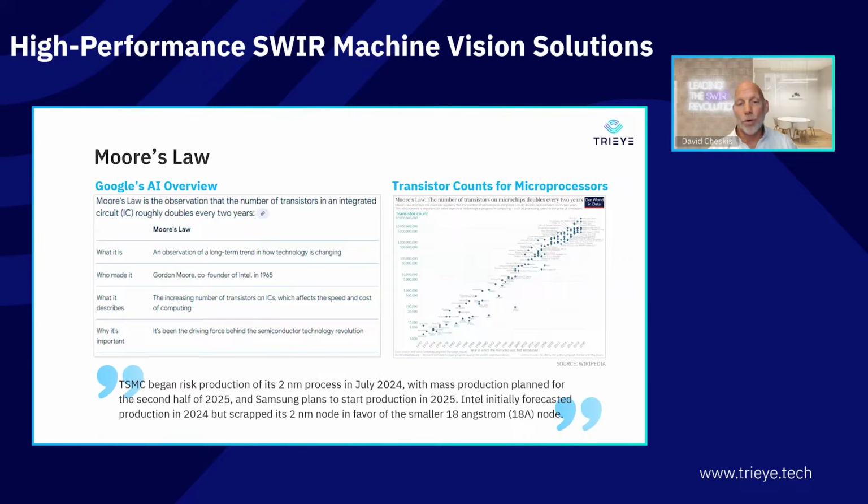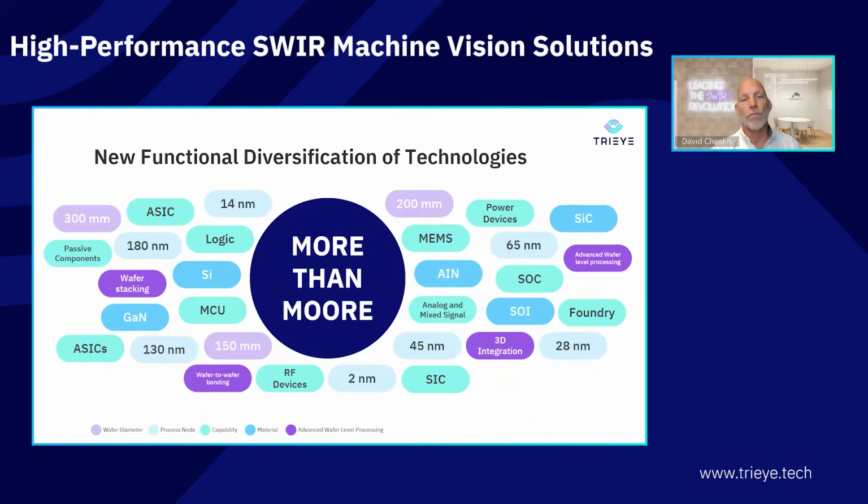And today we're even at the point where we're progressing so far that this year, in 2024, TSMC is beginning its 2 nanometer process node, which started out in several microns 60 years ago, and now they're down to several nanometers. So it's continuing, it's going great, but there is more than that. And we call that more than more. And that's really a diversification of technologies.